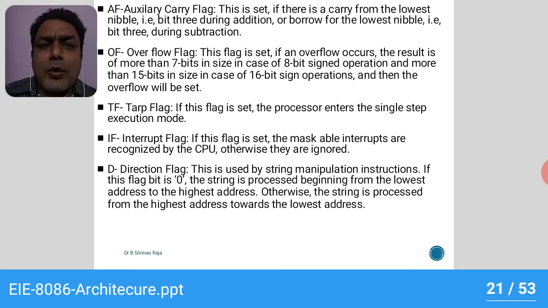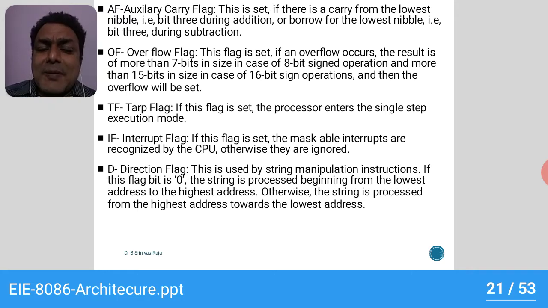Now coming to the overflow flag. This flag is set or raised if an overflow occurs. That means if the result is more than 7 bits in size, or more than 15 bits in size, then the overflow flag will be set. Now coming to the trap flag. When this flag is set, the processor enters the single step execution mode.